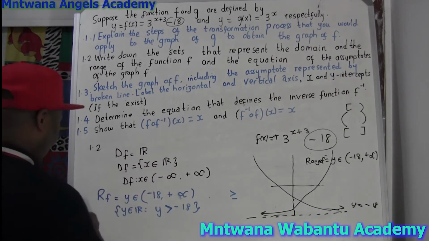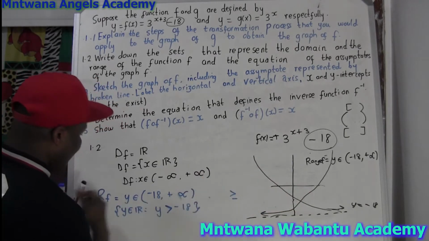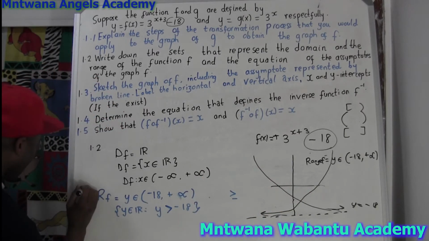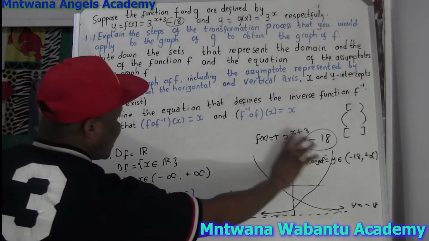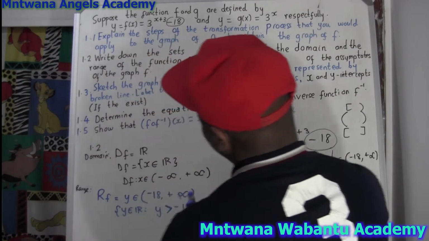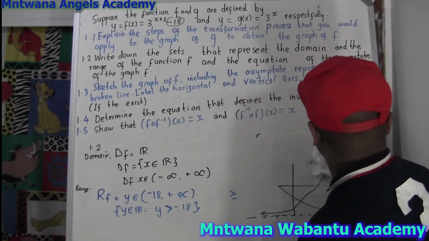For the equation of the asymptote, you can write the domain like this, or this, or this. For the range, this. So this is not part of the answer. This is your answer here. This is the range, and this is the domain. I was just showing you, but it's not your answer.